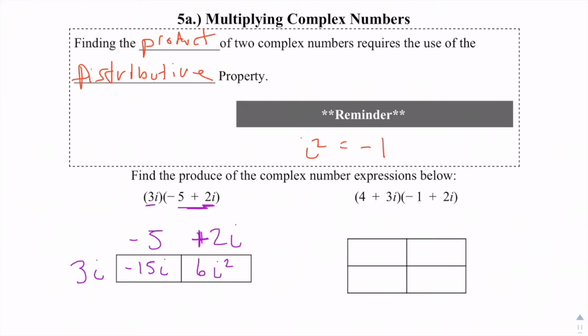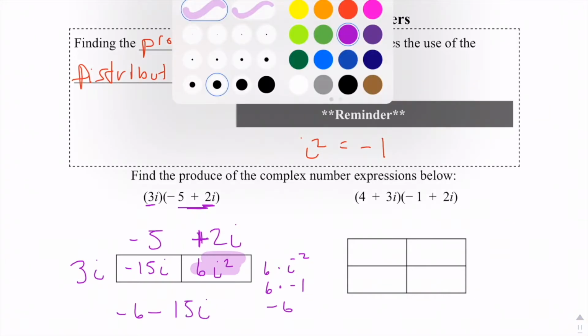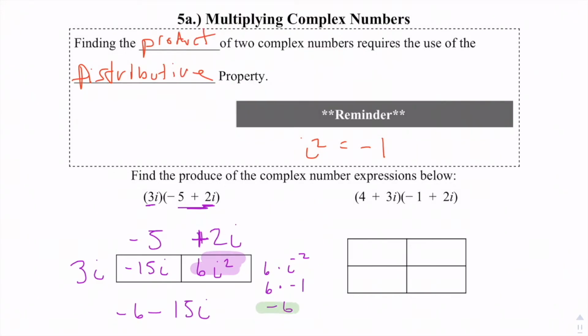Well, I do have to do a little simplification with this one right here because 6 times i squared is the same as 6 times negative 1, which is negative 6. So my product of this first one is negative 6, because the real number always goes first, minus 15i. And I get that from this negative 6, which came out of this box once simplified, and this 15i.